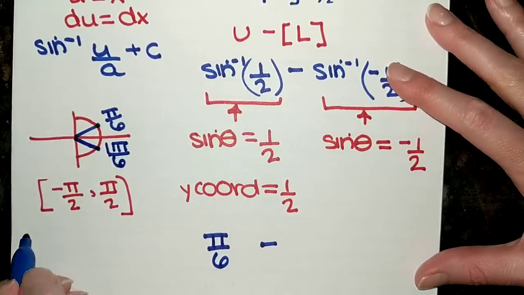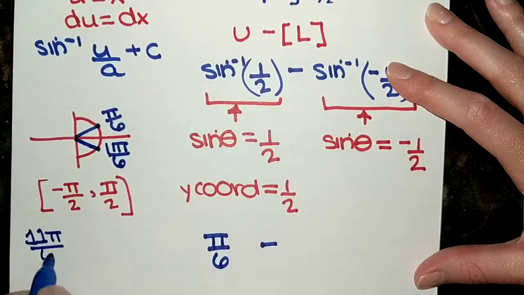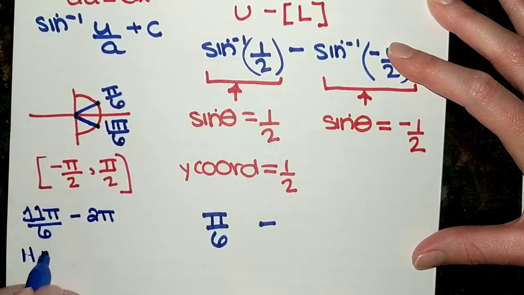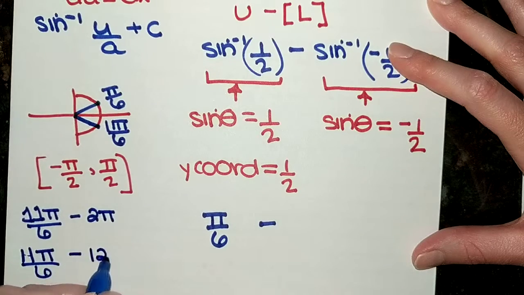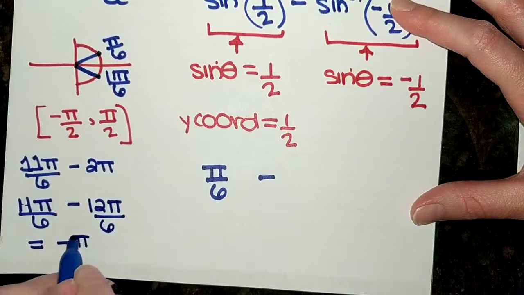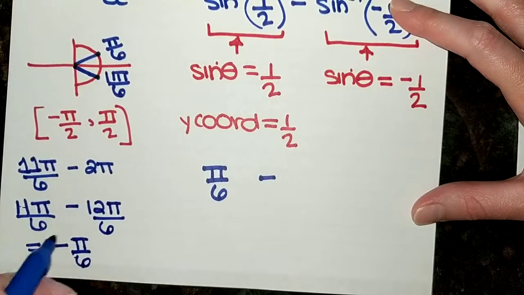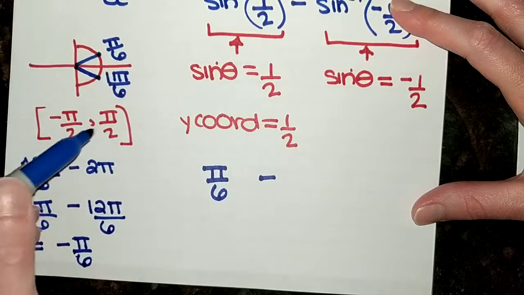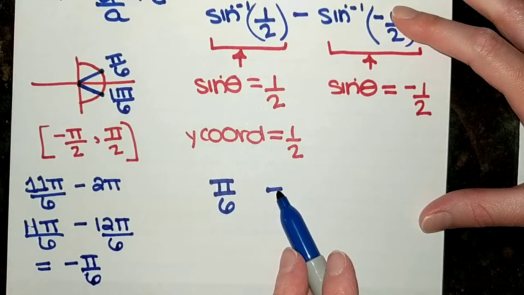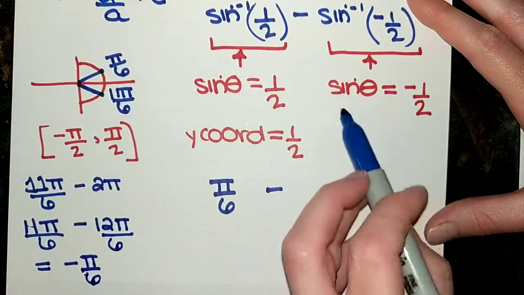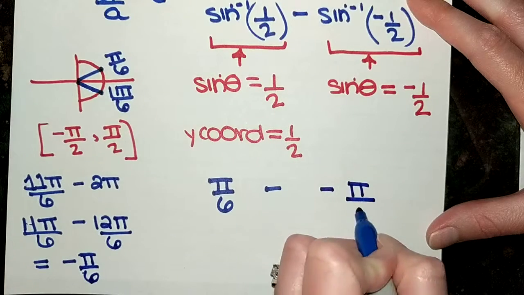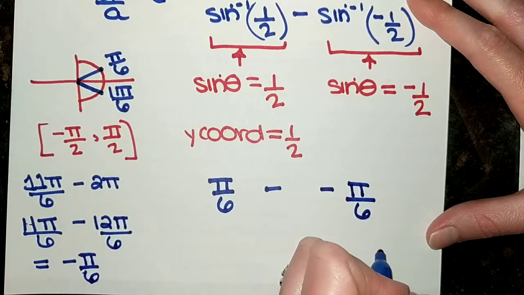So what we have to do with the 11 pi over 6 is subtract 2 pi off. So it'll be 11 pi over 6 minus 12 pi over 6, and that gives us negative pi over 6. And that negative pi over 6 angle does lie in that interval. So we have our negative sign coming down from the upper minus the lower, and this sine theta equal to negative 1/2 is the angle negative pi over 6.